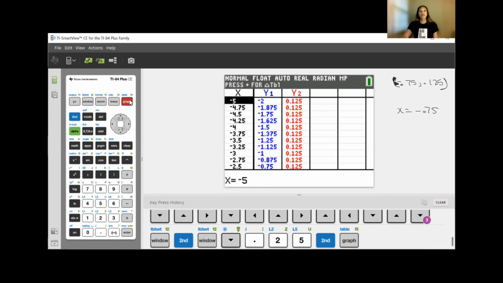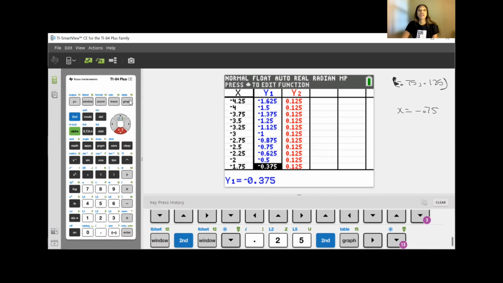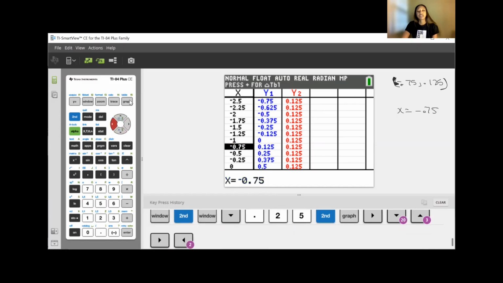We go to the table and we scroll down. You see here that we have more numbers. Instead of just the integers, we have the decimals in between as well. And if we scroll enough, we'll get to our answer. Oh, I passed it. There it is. At negative 0.75, both outputs are equal to 0.125. So that's our solution, and that's how we solve graphically and numerically. Same ideas as before when we solve graphically and numerically.